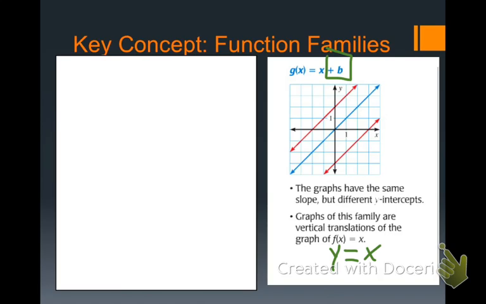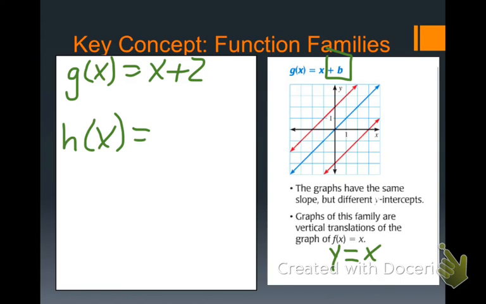So that top red line has a y-intercept of positive 2, so we could write that as g of x equals x plus 2, or f of x, h of x. Again, that letter doesn't matter, it just means a function of x. And then the bottom red line has a y-intercept of negative 3, so we could write h of x equals x minus 3.